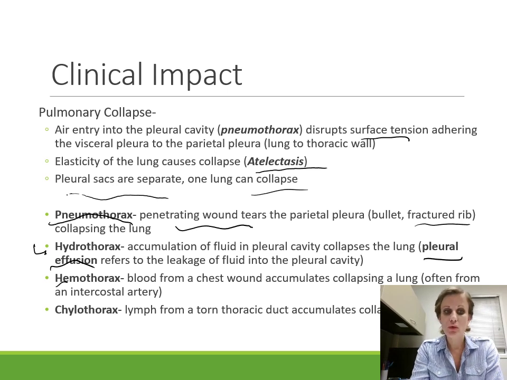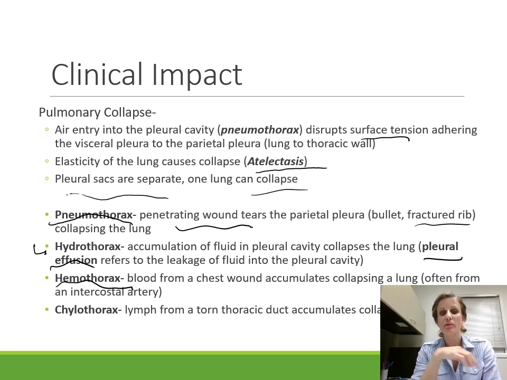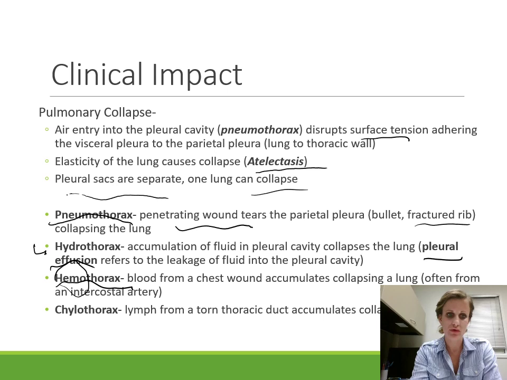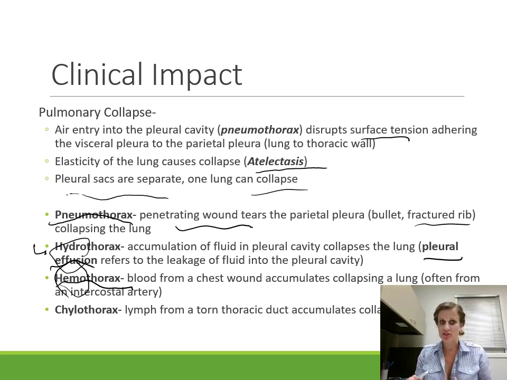A hemothorax occurs when blood from a chest wound accumulates, collapsing the lung. Heme, again, refers to blood, right? Hydro refers to water or fluid. Typically the blood in a hemothorax is coming from an intercostal artery, so from some sort of trauma that breaks the intercostal artery.